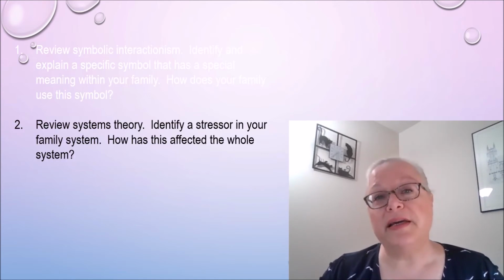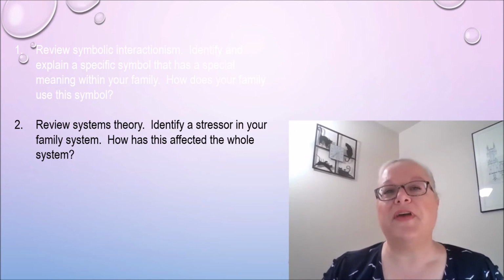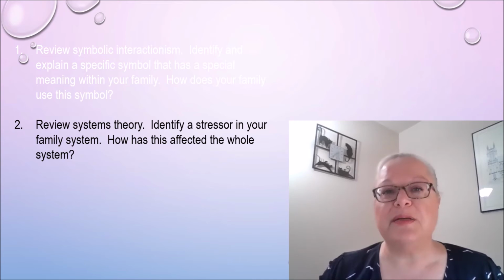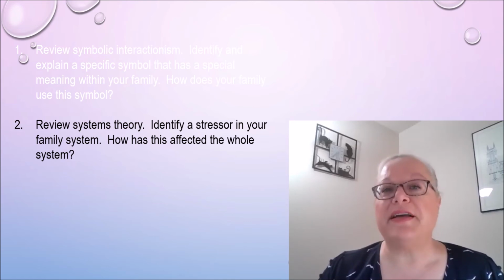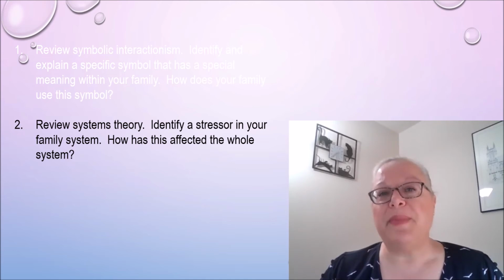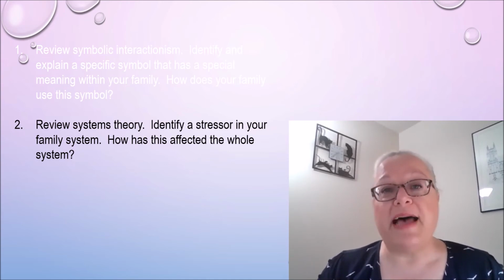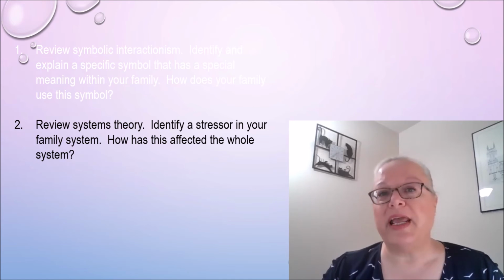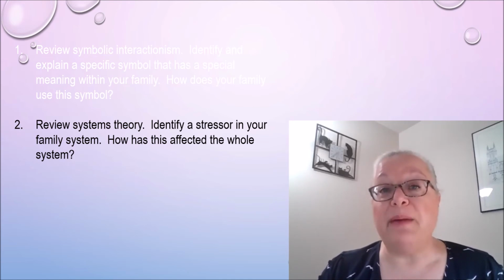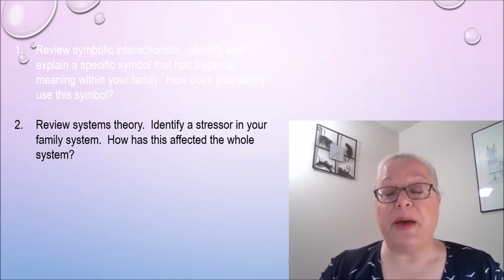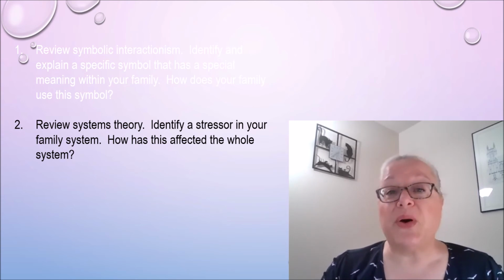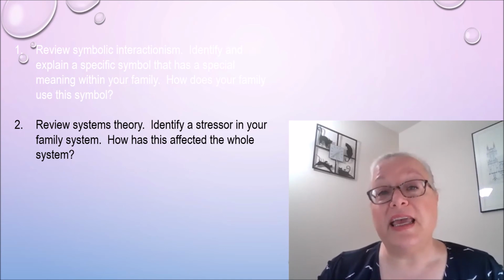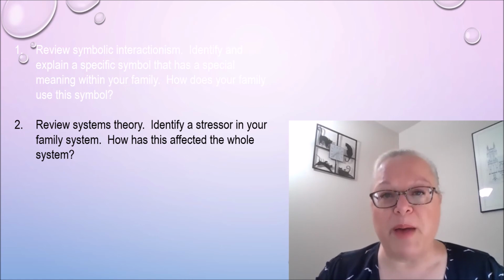For the second part of the worksheet, I'd like you to review systems theory and how a family operates as an interconnected system. We are interdependent with one another, and a stressor on one part of the system affects the whole system. So if one family member has an issue going on, it can affect everybody else. And that issue could be positive or negative. It could be something happy, like someone has a wedding coming up or someone just got a new job. But any event that affects one family member, because of the interdependence of the family unit, has potential to affect everybody else. So I'd like you to identify and explain a stressor in your family system and how that is affecting the other members of the system.